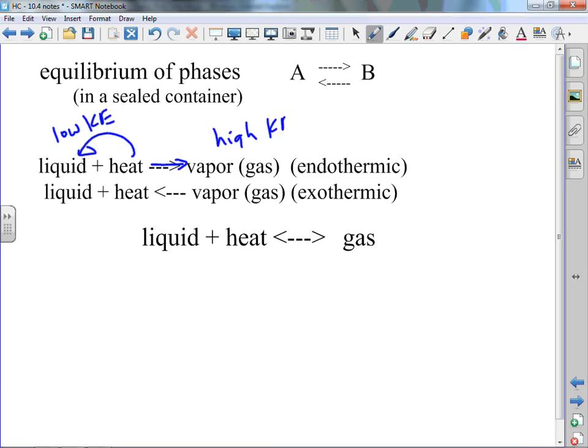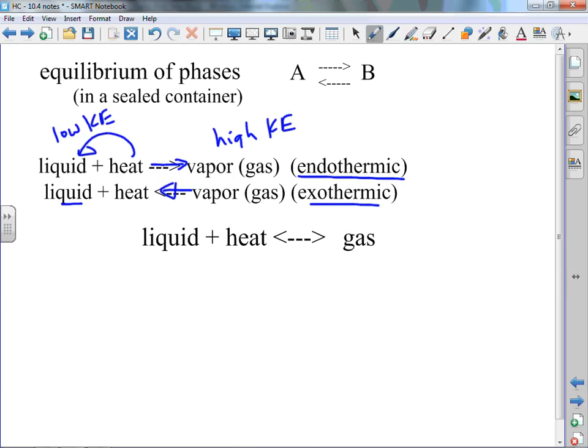Gas has higher kinetic energy. So if I put more energy into a liquid by heating it up, I can turn it into a gas. That is technically considered an endothermic reaction. At the same time, I can take a gas, and if I take away heat, if I cool it, I'm going to remove kinetic energy from it. It can turn back into a liquid.